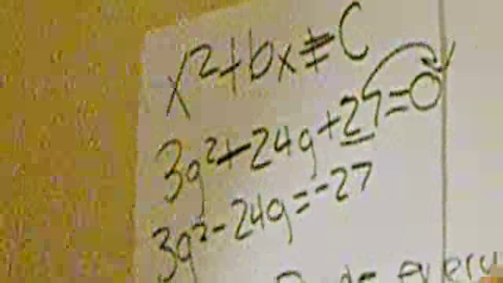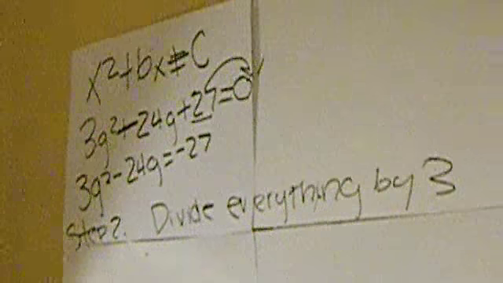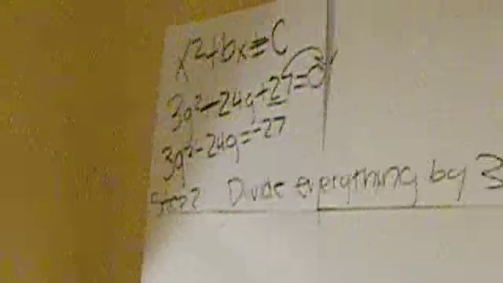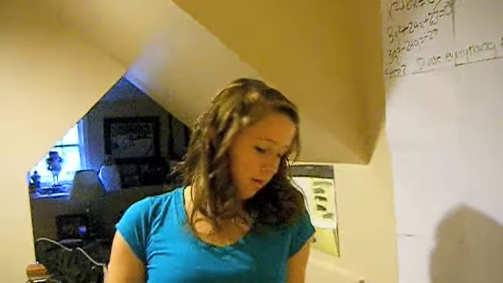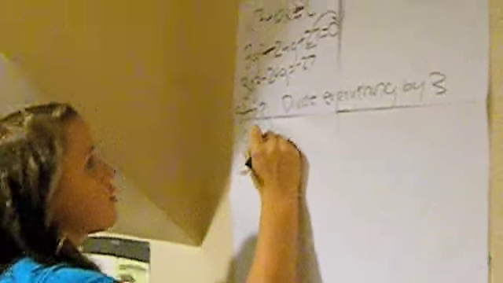By 3. Why do you do this? Because you can't have 3 in front of the g, or else it won't be a perfect trinomial. So you will get g squared minus 8g equals -9.